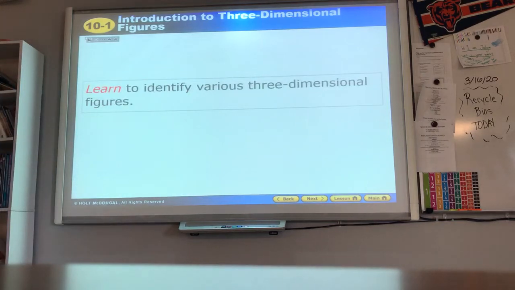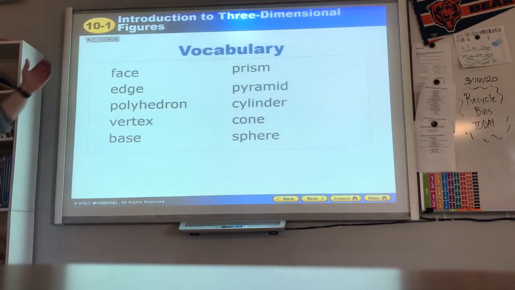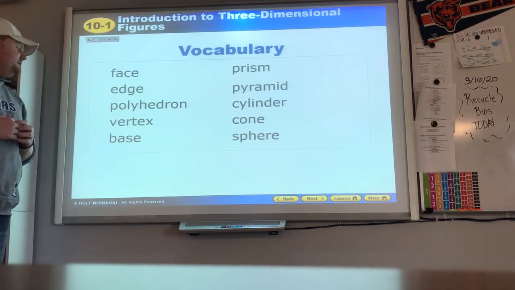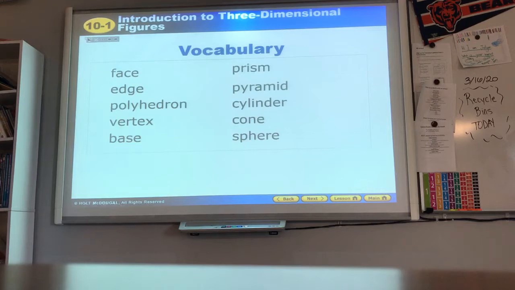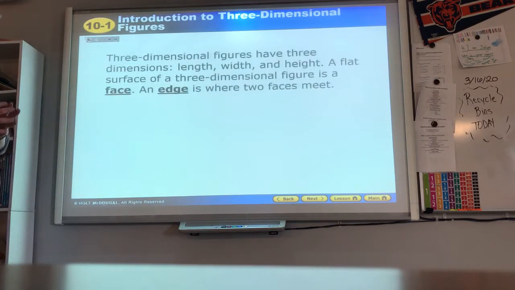Learn to identify various three-dimensional figures. Just identifying them today. Face, edge, polyhedron, vertex, base, prism, pyramid, cylinder, cone, and sphere. Lots of things on the docket.